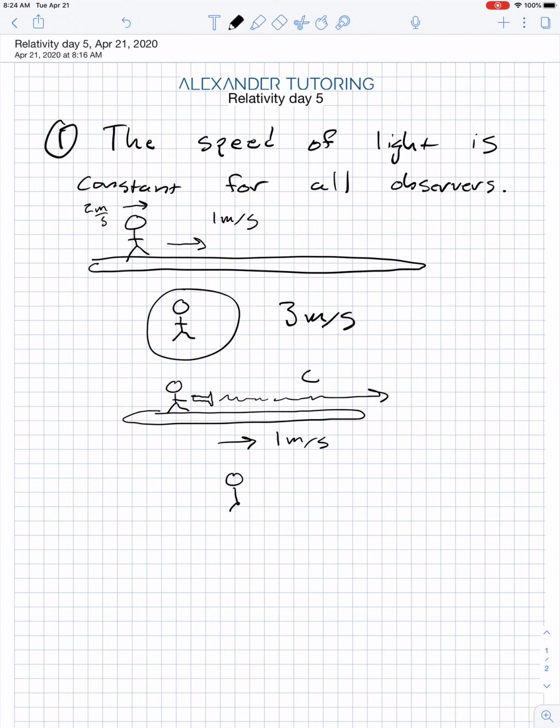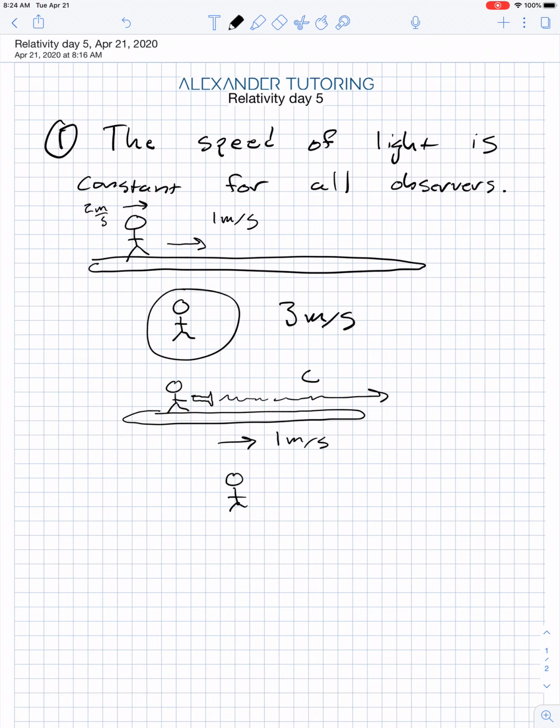How fast do you think the guy on the sidelines would radar gun the light beam to be going? So if he could somehow magically measure the speed of the light beam relative to the embankment, what speed do you think his radar gun would say? Well, according to our theory from before, the rule is you just add the velocities, right? You add the velocity of the light beam plus the velocity of the people walker.